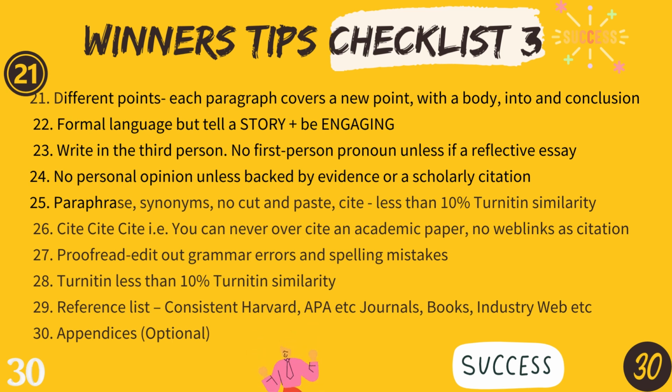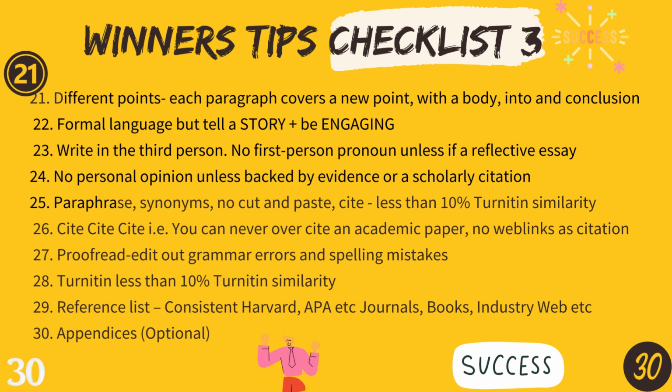Actually number 25, paraphrase. Paraphrase, paraphrase, paraphrase. Use synonyms, no cut and paste. Cite, cite, cite. Make sure your Turnitin similarity is less than 10%. So that leads us nicely to 26. Cite, cite, cite. You can never overcite an academic paper. No web links or citations as well, please.